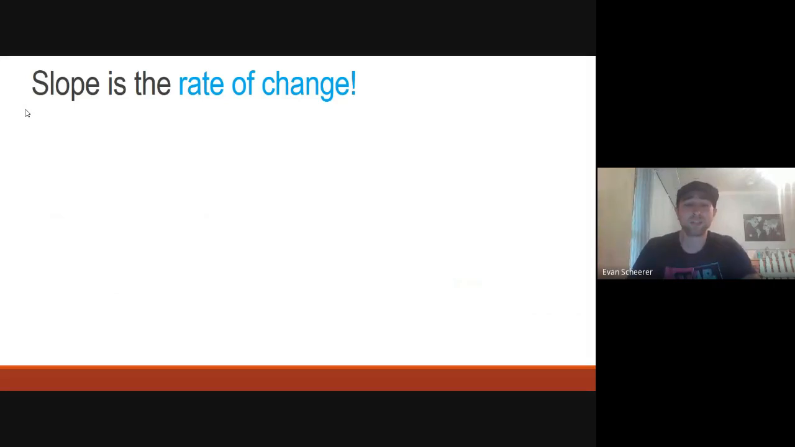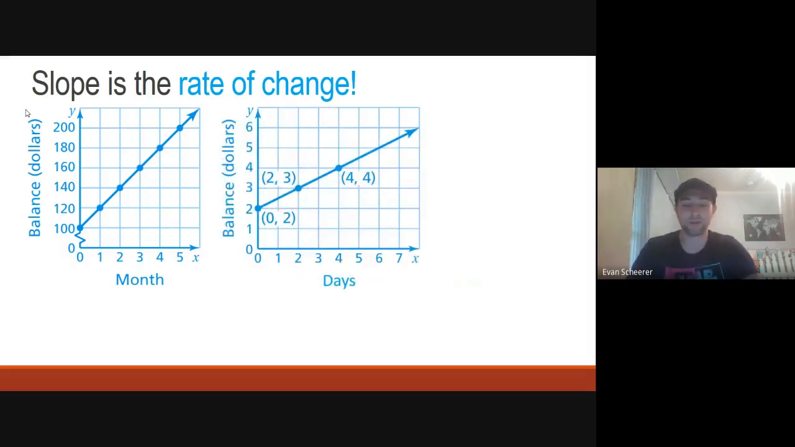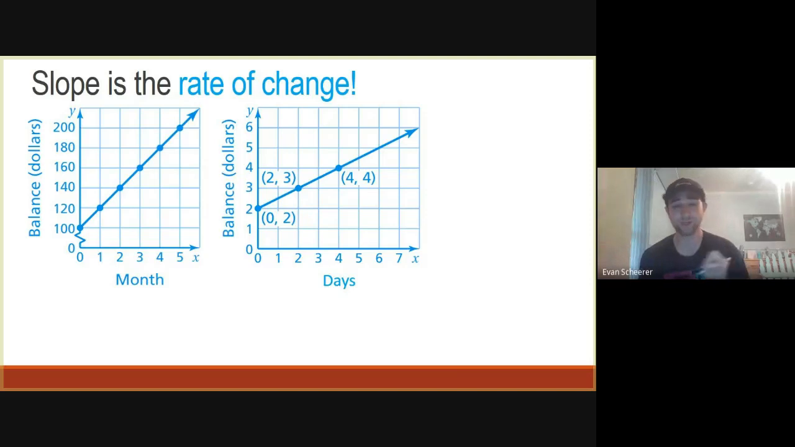All right, so remember, slope is the rate of change. It's how much we are changing from one point to another point. So if we look at these two graphs here, we can find the slope. Just look from one point to another point. So looking at this first graph on the left, we're going to start with the point (1, 120), and then (2, 140). And then we're going to see how much we rise, how much we run. That is going to be our slope.